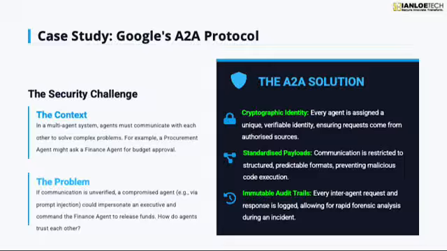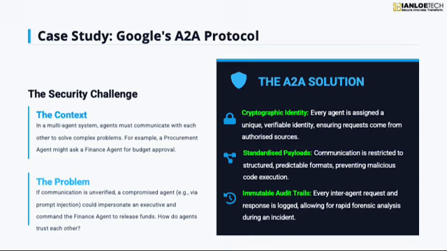In a multi-agent system, agents must communicate with each other. An orchestrator routes tasks to specialist agents. A procurement agent requests budget approval from a finance agent. A data retrieval agent passes information to an analysis agent. This communication is not just a technical mechanism. It is a trust relationship. And trust relationships can be exploited.